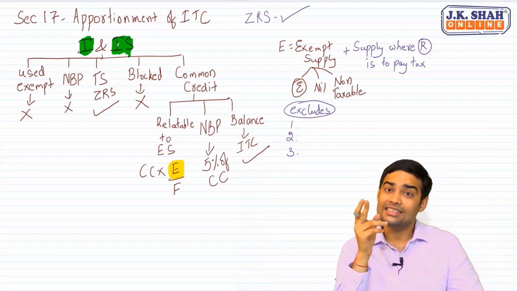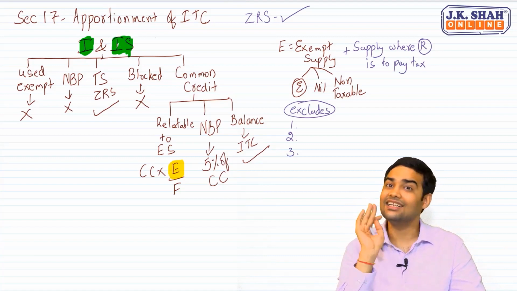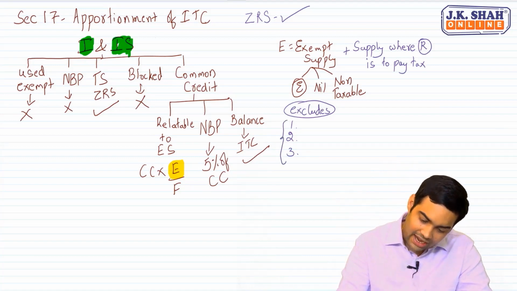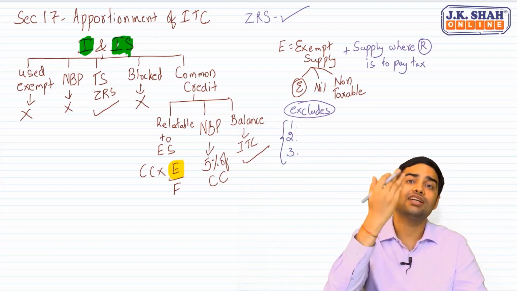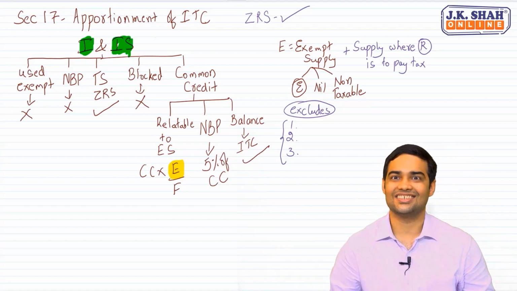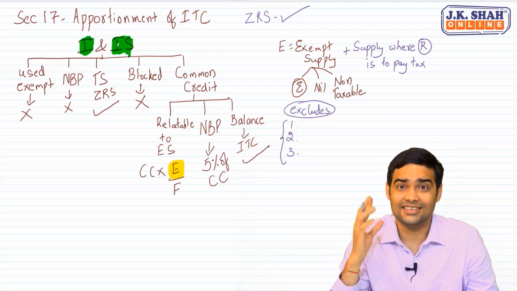First of all, these are exempt but not considered as E. Understand one fact very clearly. All these 3 are exempt supplies but not considered as E. That means government is giving us a benefit. Hey, did you understand this? These are exempt but not considered as E.